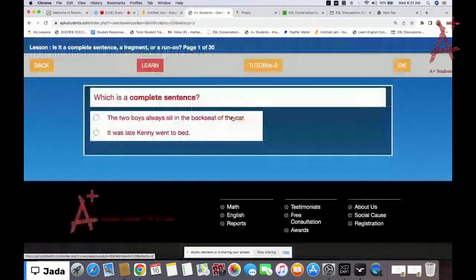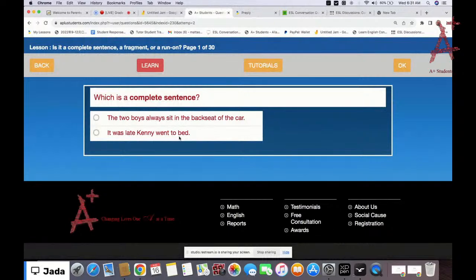Now, which is a complete sentence? We have to find which is a complete sentence here. The two boys always sit in the back seat of the car. It was late. Kenny went to bed. Now, which is a complete sentence? The two boys always sit in the back seat of the car. It was late. Kenny went to bed.